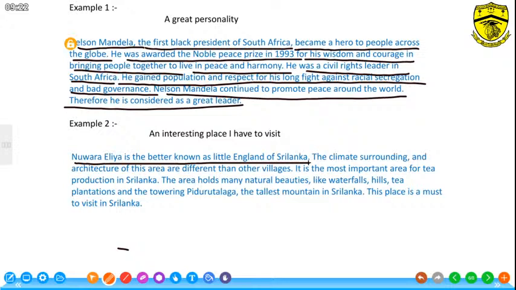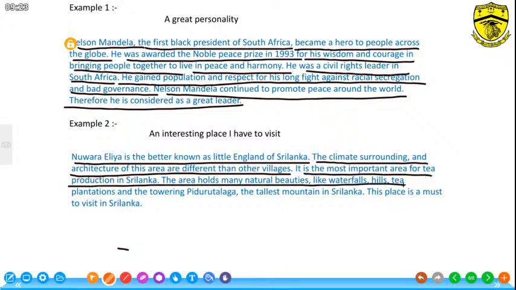And then the climate, surroundings and architecture of this area are different from the other villages. This is a supporting sentence to describe the place and its architectural concept. It is the most important area for tea production in Sri Lanka. The area holds many natural beauties like waterfalls, hills, tea plantations, and the towering Pidurutalagala, the tallest mountain in Sri Lanka. These are all supportive sentences describing the place Nuwara Eliya.